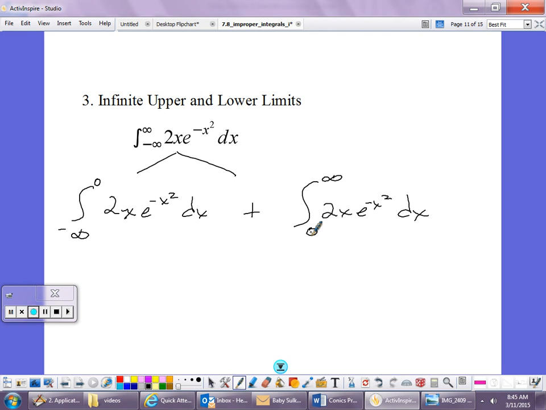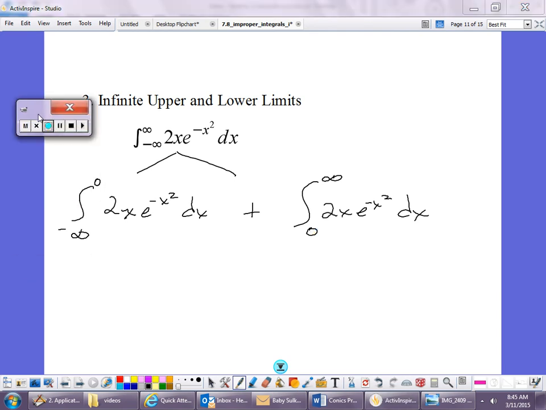Okay. So this side I got limit as c goes to infinity, or, wait, what am I thinking? Okay, sorry. Limit as a goes to negative infinity, right? Because I'm going from negative infinity to 0.